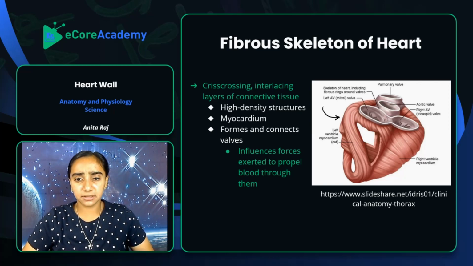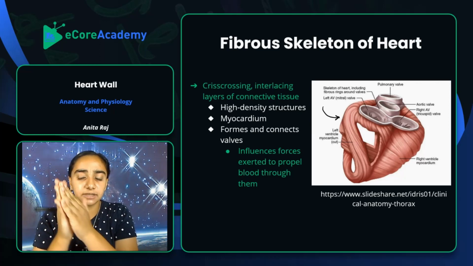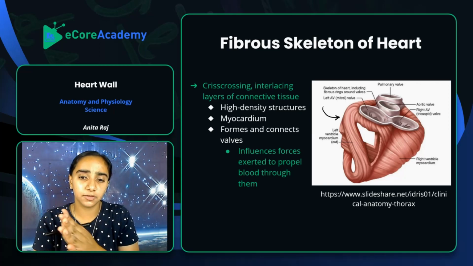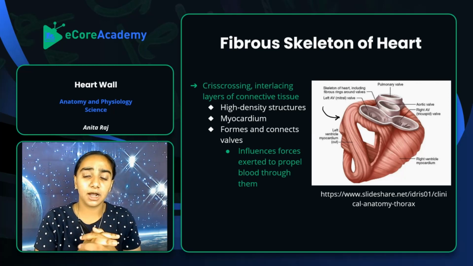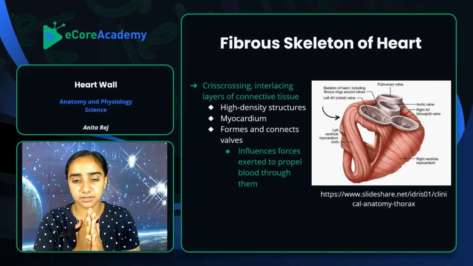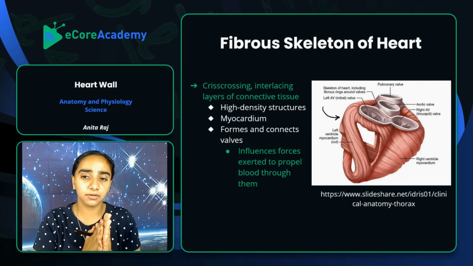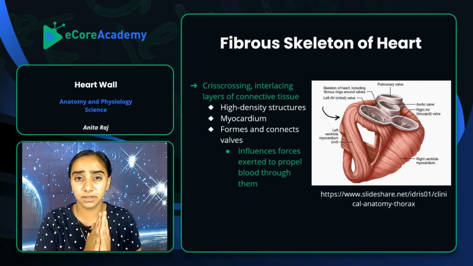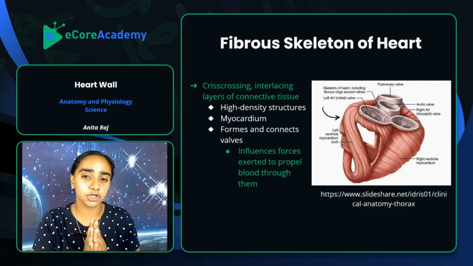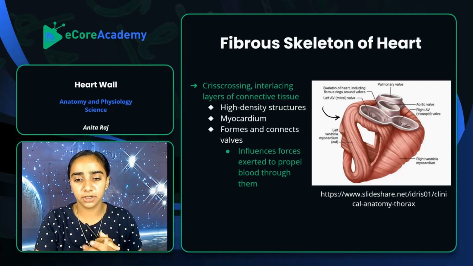Your fibrous skeleton is made of crisscrossing, interlacing layers of connective tissue. As I said, if you look at this diagram right here, you can see the grooves and you can see the lines and how they kind of move with one another. They're interlacing. High density structures, like I said, very closely compacted. You find a lot of the fibrous skeleton in the myocardium because you have all of that muscle in the myocardium and they need structure. So you find a lot of fibrous skeleton in the myocardium.